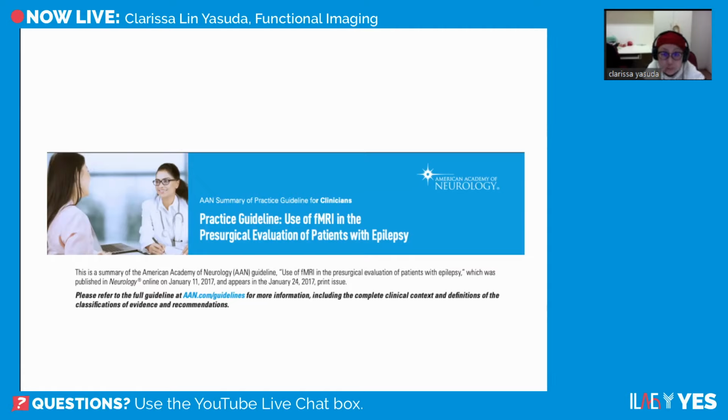For those interested, these are the guidelines: the use of MRI in pre-surgical evaluation of patients with epilepsy. And here is the link. It is mostly recommended for tracking verbal memory decline, because for the other modalities, like language, there is weak evidence. But for memory decline, it has been recommended as a good tool to be used.